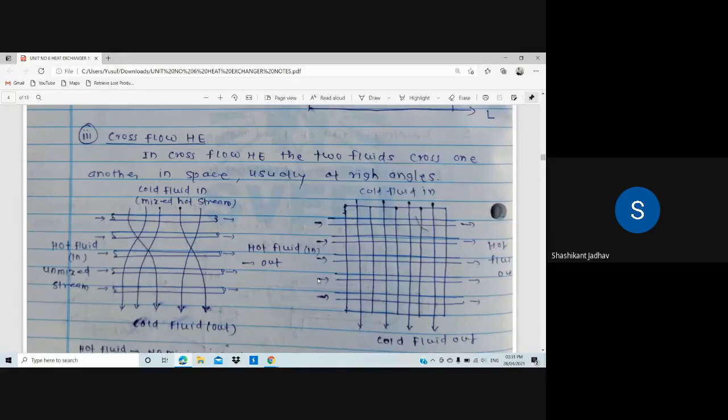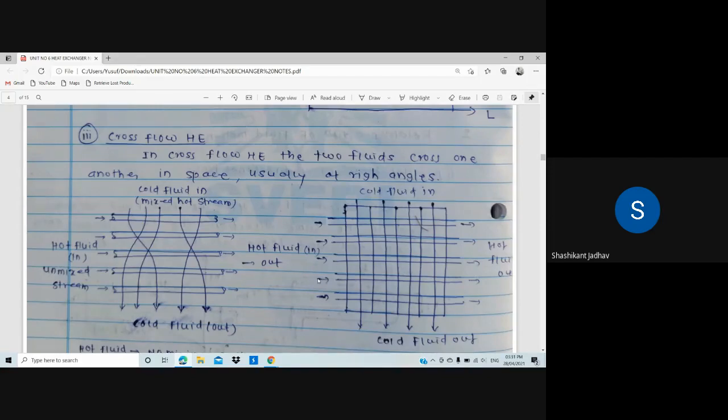Then the indirect contact heat exchanger. In the indirect contact heat exchanger, there is no mixing of hot fluid and cold fluid. In that indirect contact heat exchanger, there are two types, that is regenerator and recuperator. Regenerator type of heat exchanger and recuperator type of heat exchanger.